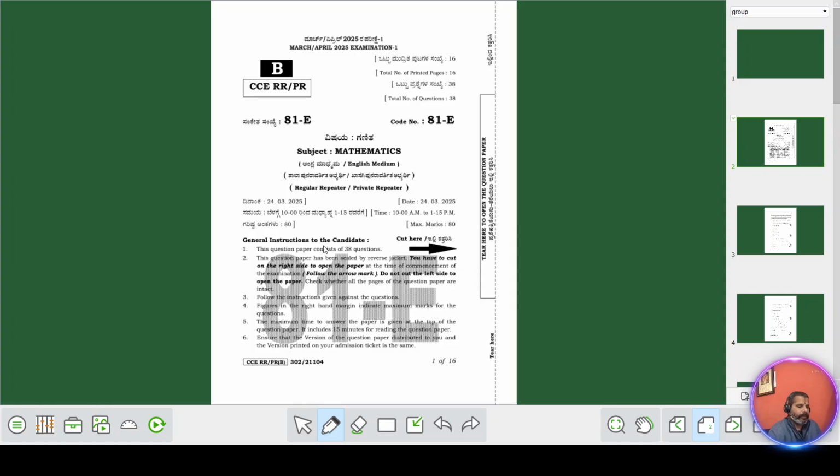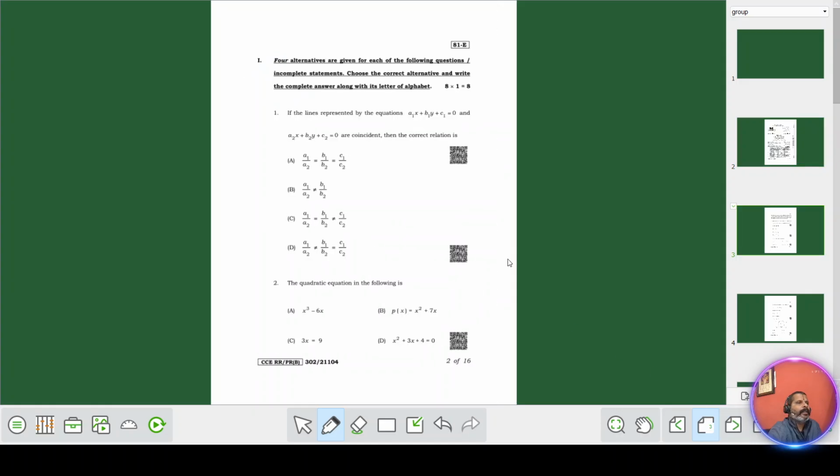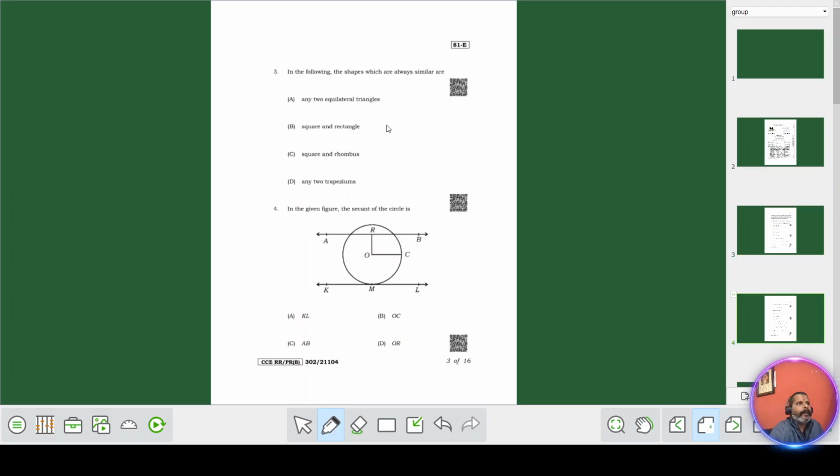You can notice here set B. See the first question, it's repeated again. For lines to be coincident, what would be the relation? The ratios of the coefficients should be equal. The quadratic equation question is also repeated. In the following, the shapes which are always similar are equilateral triangles. This is also a repeated one.